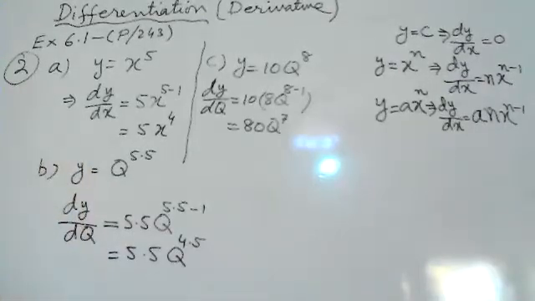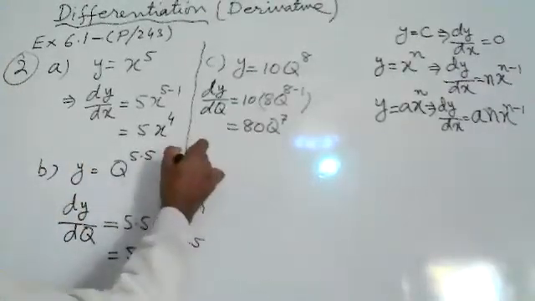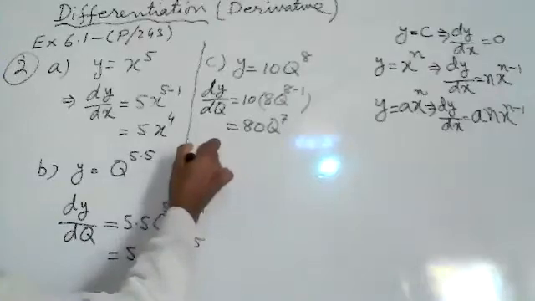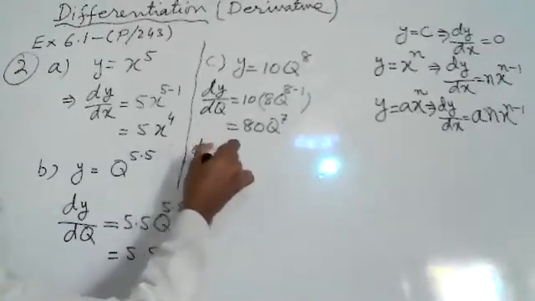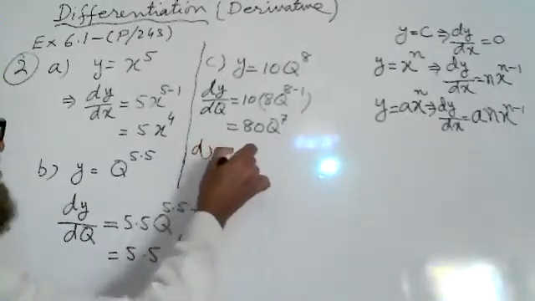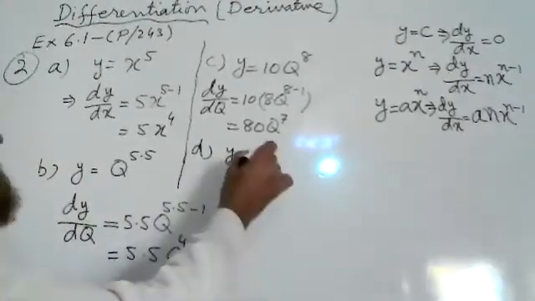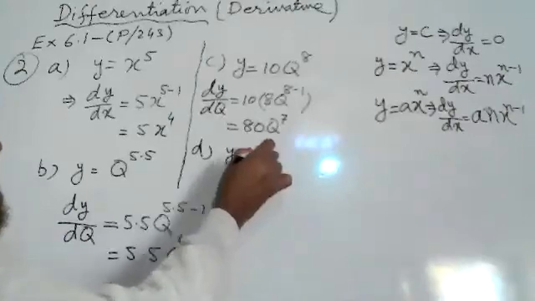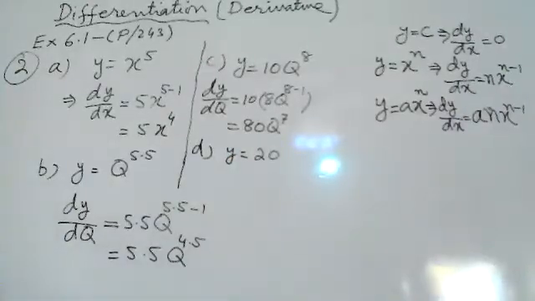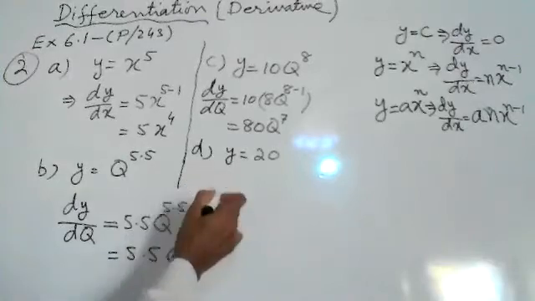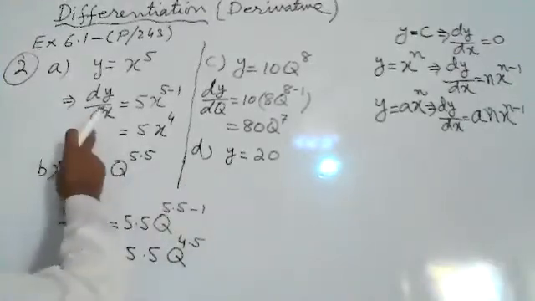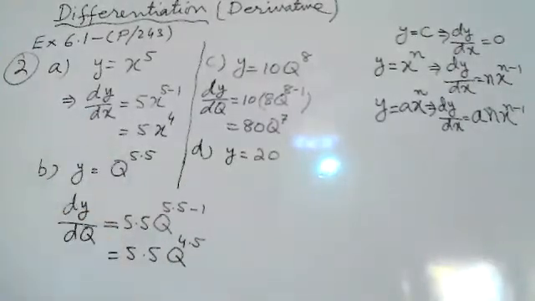Now D part. Y is equal to 20. This is constant. There is no variable. So derivative dy upon dq, dy upon dx can also be written y dash.